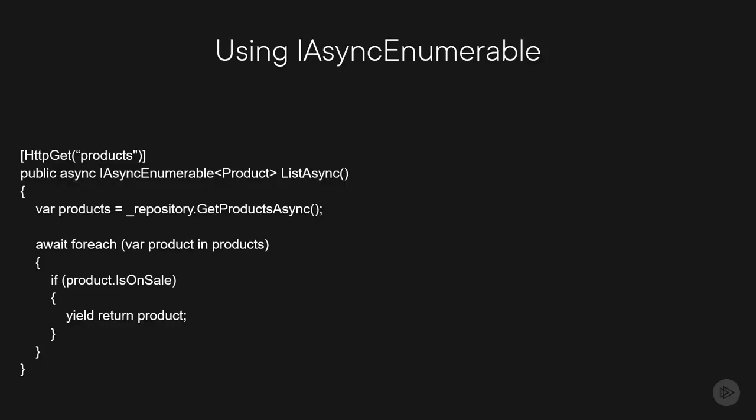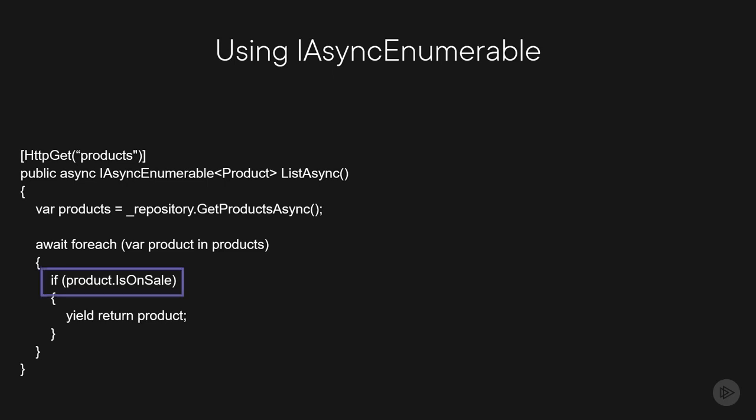Here's an example of what using IAsyncEnumerable might look like. When you return a method that is IAsyncEnumerable, the method must be marked as async and should return individual instances using the yield return keyword combination as shown here. So it's going to return individual product instances one by one as it receives them from whatever data source it's using.